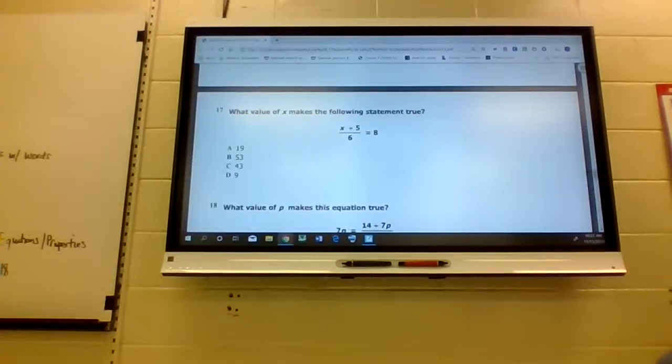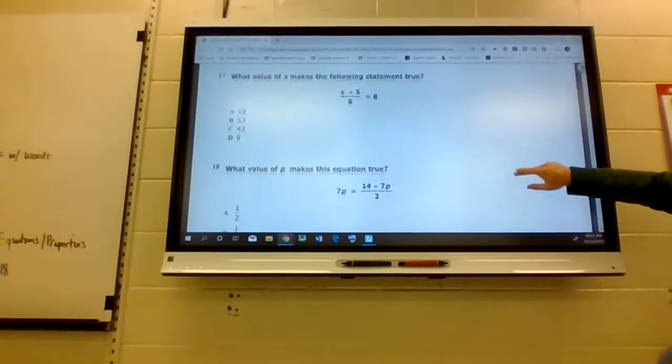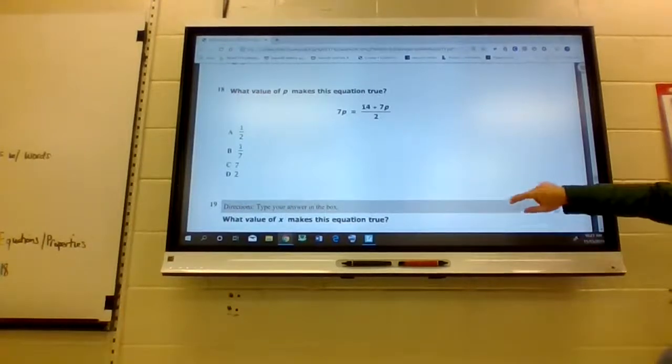17, what value of x makes the following statement true? X plus 5 divided by 6 equals 8. 18, what value of p makes this equation true? 7p equals 14 plus 7p divided by 2.